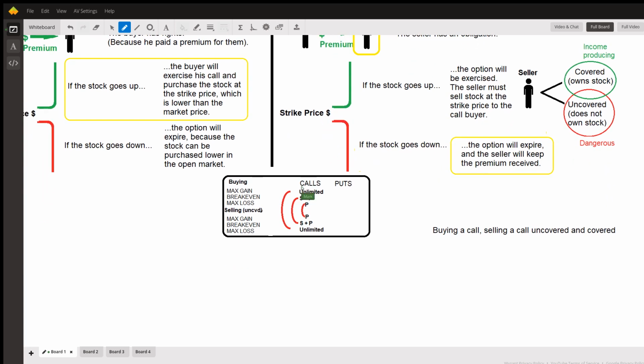We're going to go over that in our next video, which is going to be selling uncovered calls and finding the maximum gain, the break even, and the maximum loss. Basically, we're just going to use the mirror image of what we memorized for the maximum gain, the break even, and the maximum loss when buying call options.